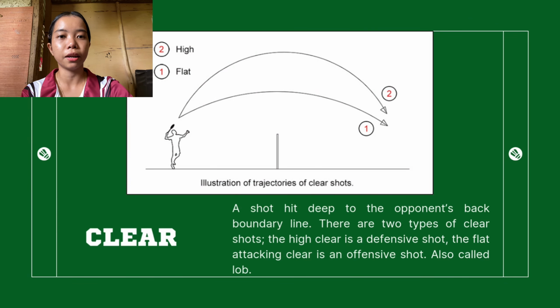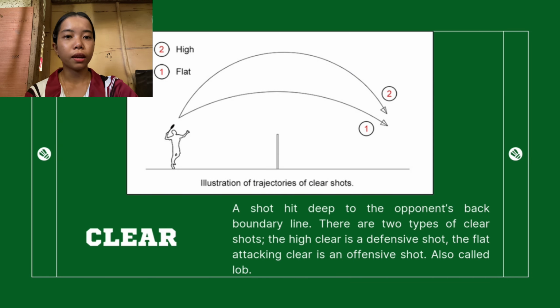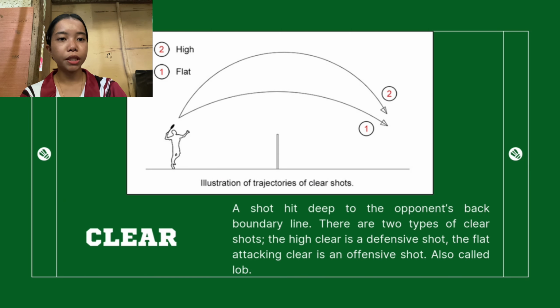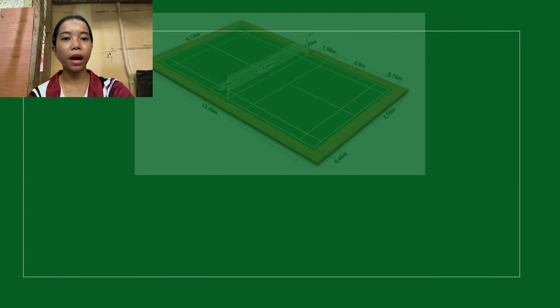Next is clear. In badminton, a clear shot, also known as a lob, is a high, deep shot that forces the opponent to the back of the court, buying you time to return to your base position. There are two types of clears. We have the defensive clear, which is a high, deep shot that gives your opponent ample time to move to the back court. The next is the attacking clear, a faster flatter shot that forces your opponent to the back court with less time to react.